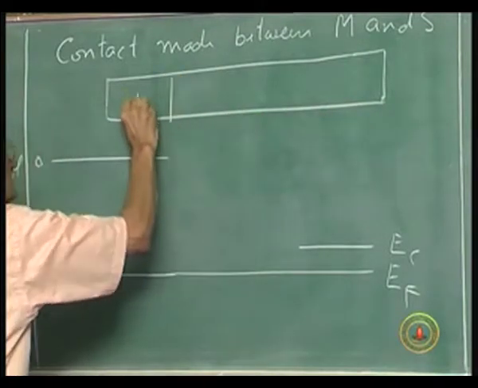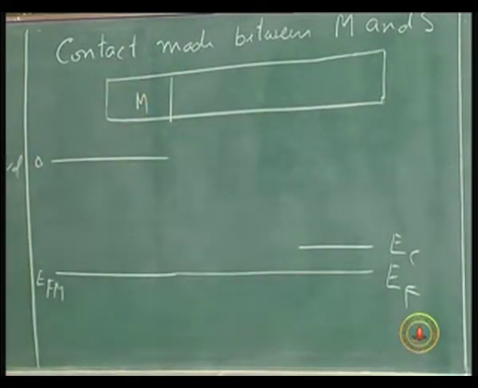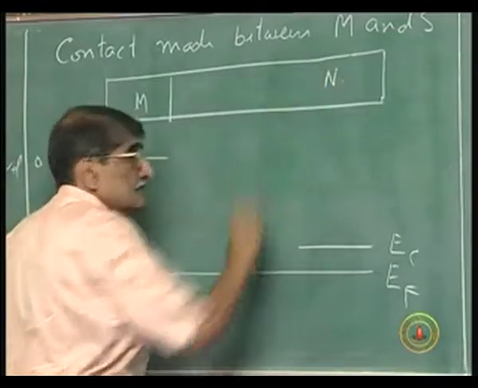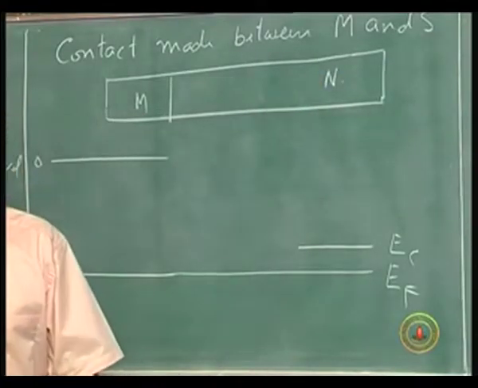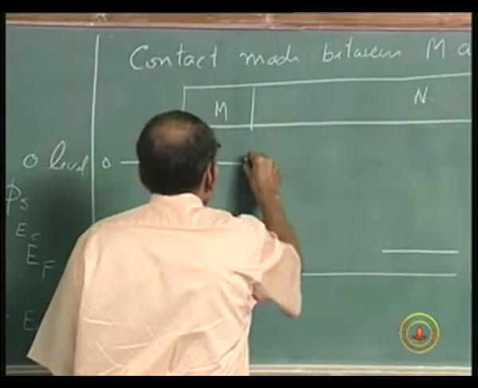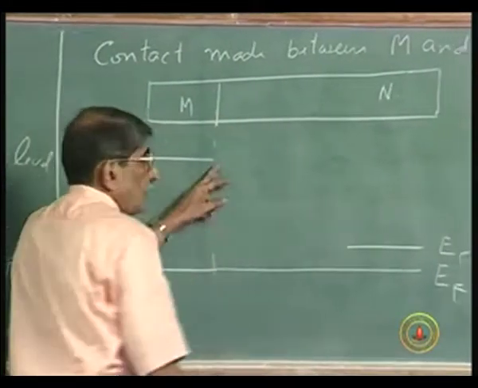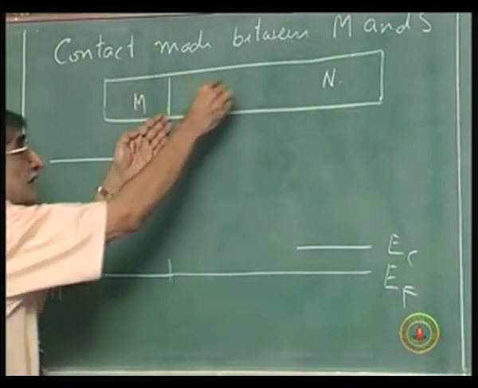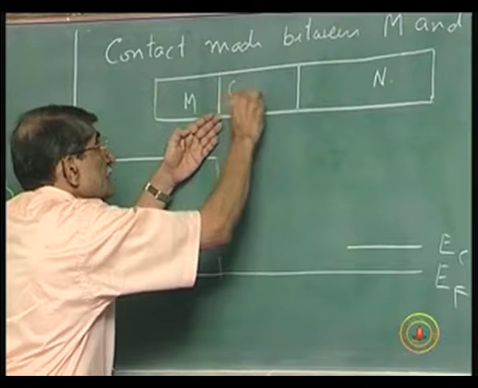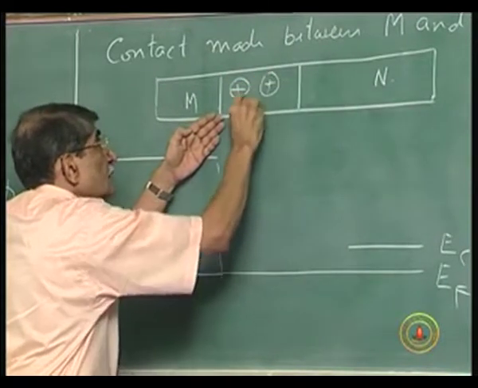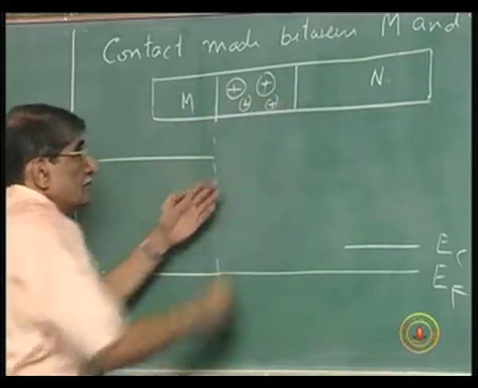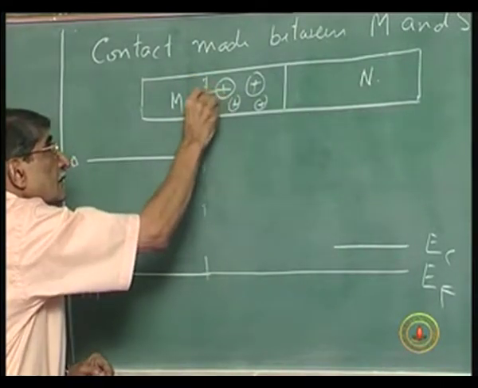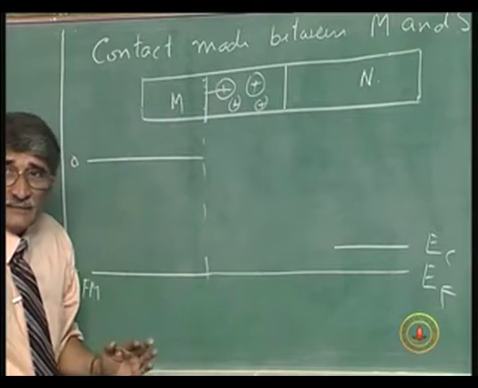That is the metal whose work function is greater than this phi s, and this is the n-type semiconductor, let it be silicon, gallium arsenide, whatever it is, and here I have made the contact. On this side, electrons have moved to that side, leaving positive charges, uncovering these dopants. Negative charges are here. So, there is a field from here to here.